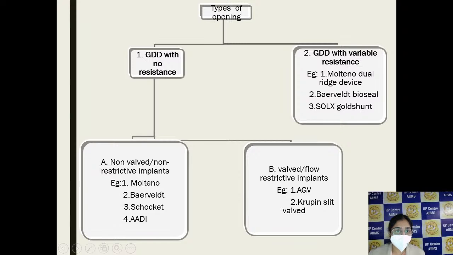Now, on the basis of type of opening, GDDs can be classified into GDDs with no resistance and GDDs with variable resistance. In no resistance, we have non-valved devices, and the other we have the valve devices. Molteno, Baerveldt, Chocut, and Adi, which is an Indian-made implant, are non-valved. While for the valves, we have AGVs and the Krupin slit valve. GDDs with variable resistance are the modified Molteno dual ridge devices and the Baerveldt BioSeal, the latest of which is the Solx gold shunts.